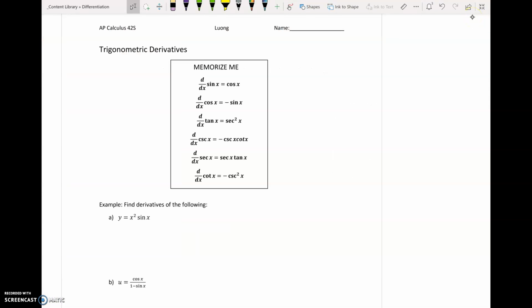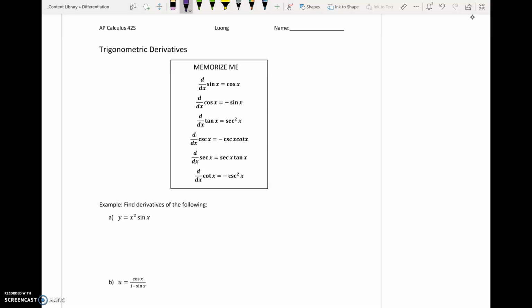In this video, we're going to take a look at trig derivatives. So far we kind of know how to find the derivatives of polynomials and certain rationals. We haven't touched base on trig yet. So in this little box here, it says memorize me. It's there for a reason.